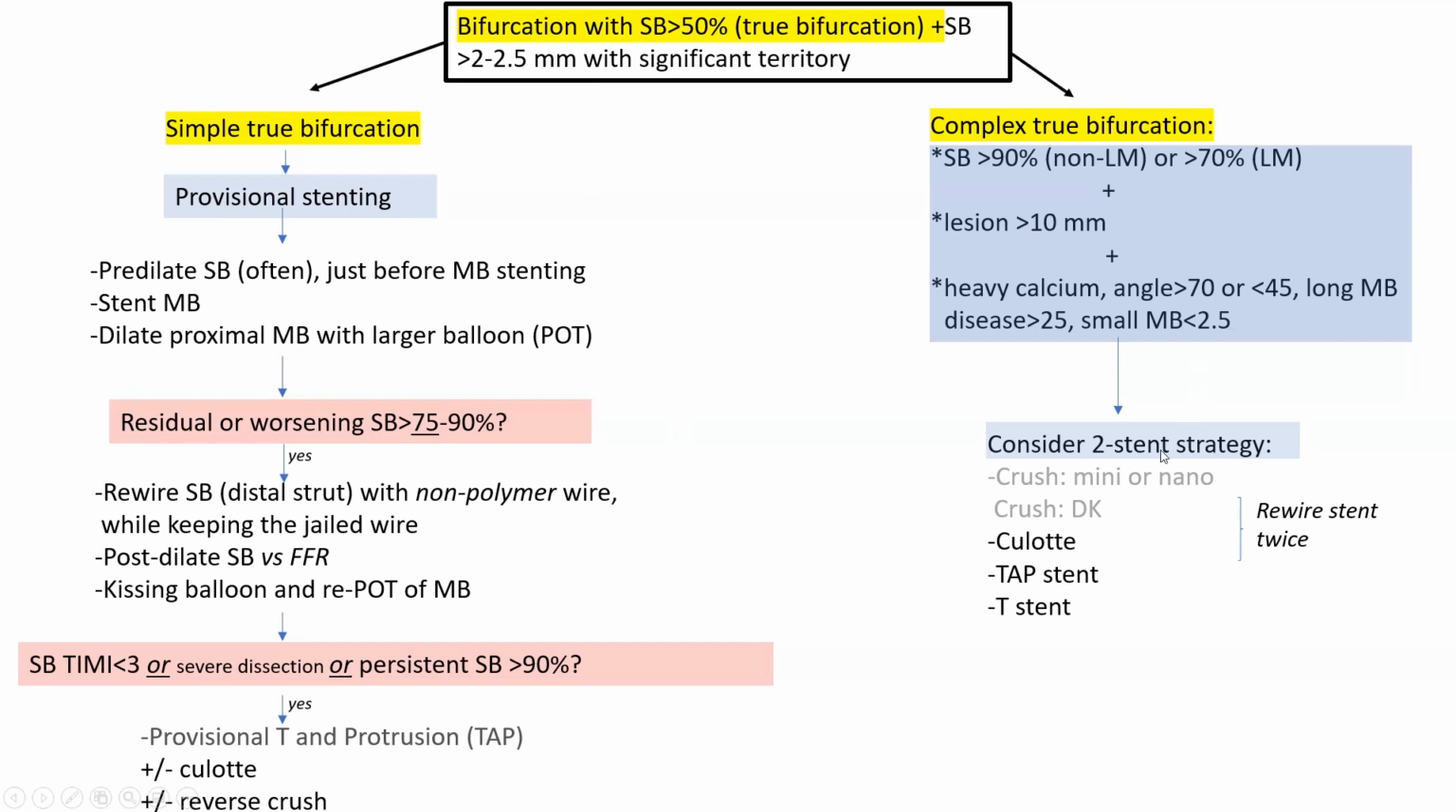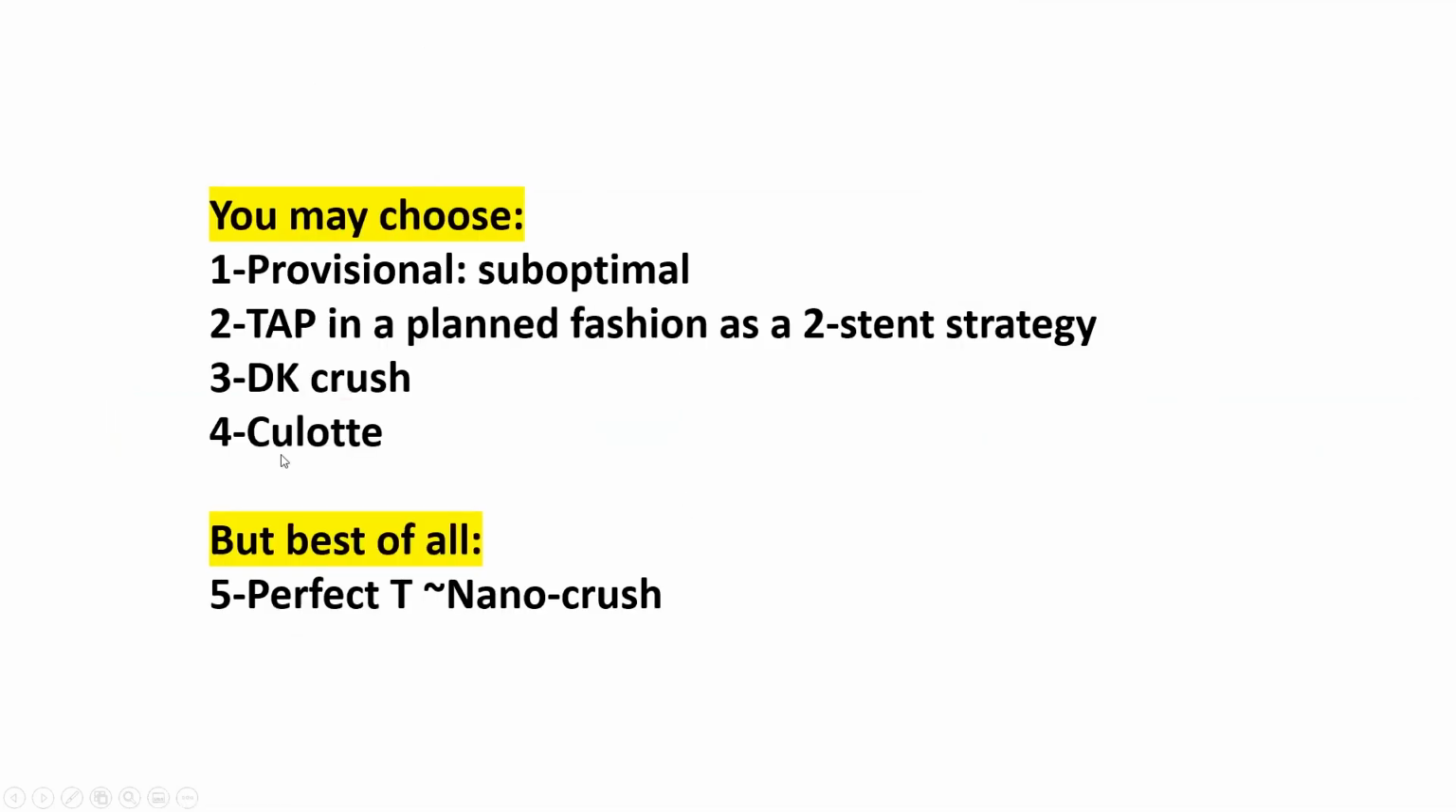But still, you could consider provisional stenting in those patients if you want to simplify your procedure in a tenuous patient where you want to avoid support. And you could consider the simpler 2-stent strategy, TAP stent and T-stent, instead of the crush and Culotte. So those are the 5 stenting strategies you can use in any distal left main case.